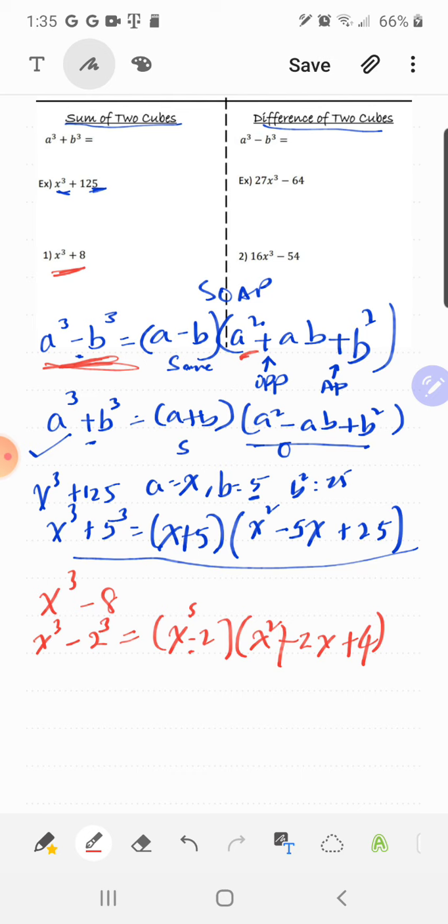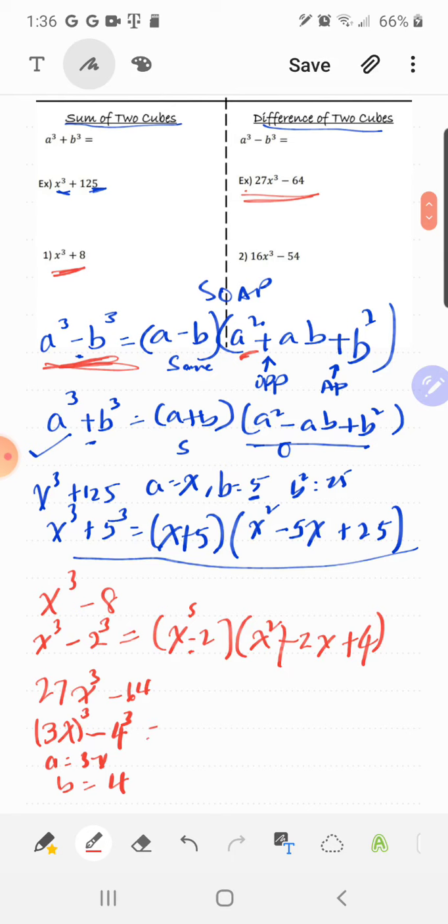That's the answer. Now, if you see this particular question, it looks complicated because it's not really straightforward. It's asking for 27x cubed minus 64. Let's look at the first term here. 27 is a cube of 3, and we have x here. Both of them together carry an exponent 3. So it's 3x cubed. And 64 is a cube of 4. So a is 3x and b is 4.